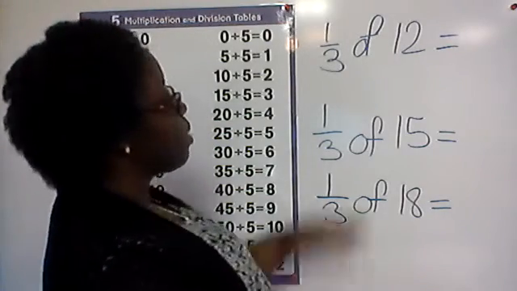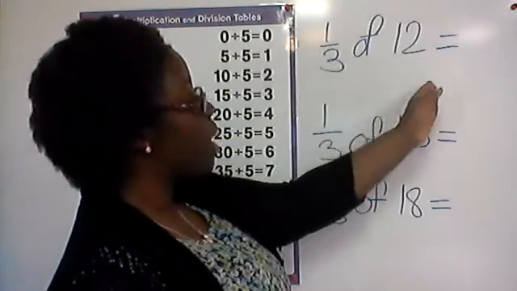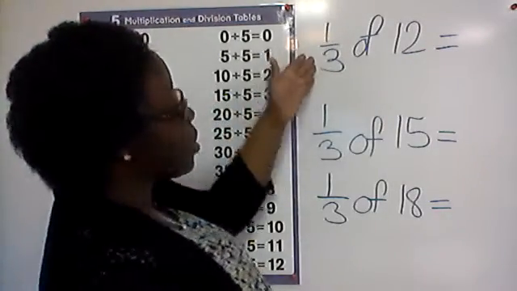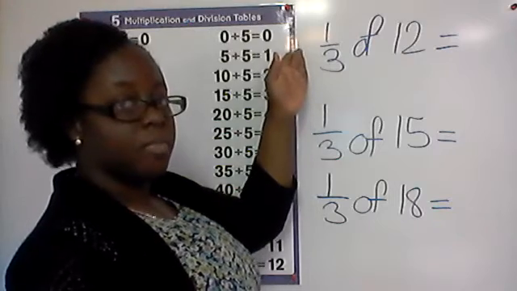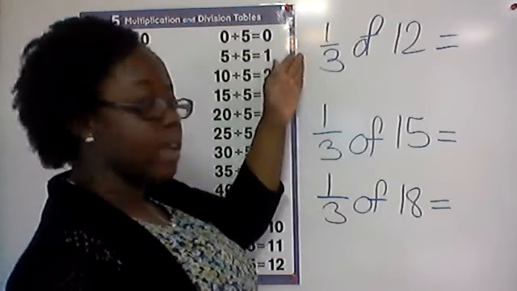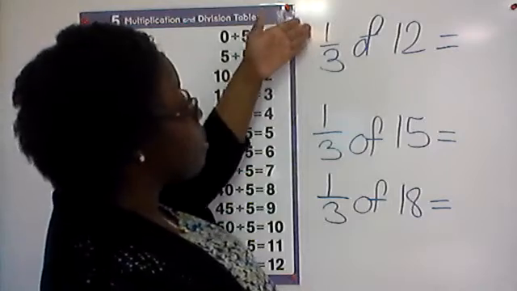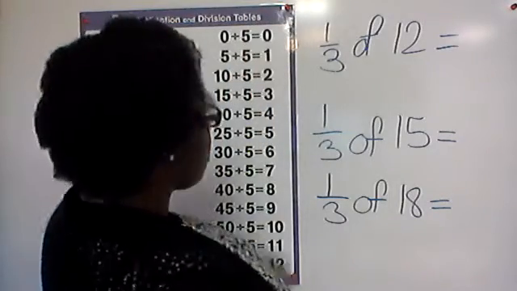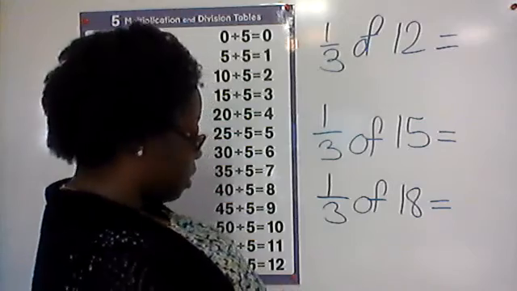But we're going to be doing 1/3 of 12. Now that means that when we're looking at the bottom number, we're talking about how many parts the whole was divided into, right? And then the top number tells us how many of those parts we're talking about. We're talking about 1.